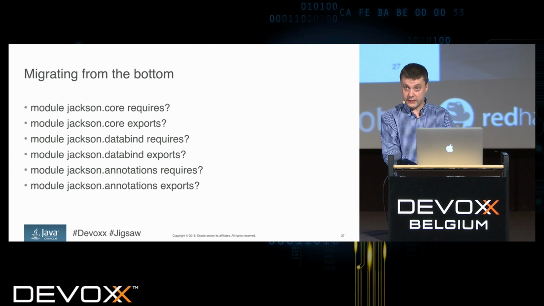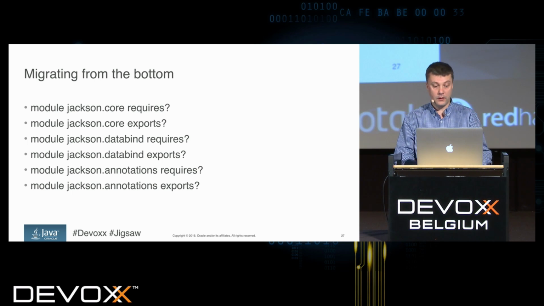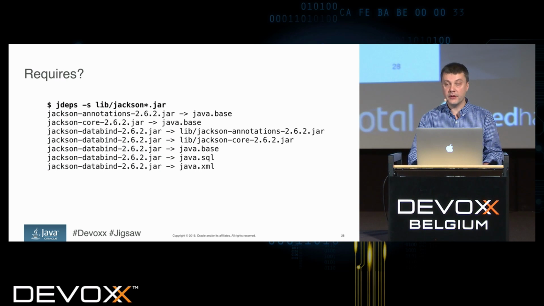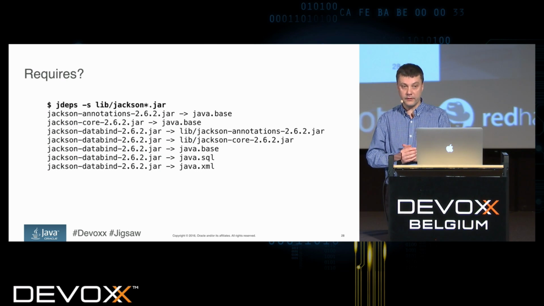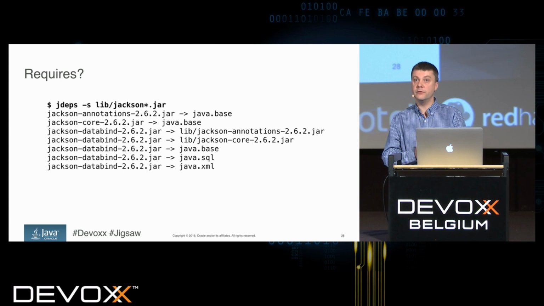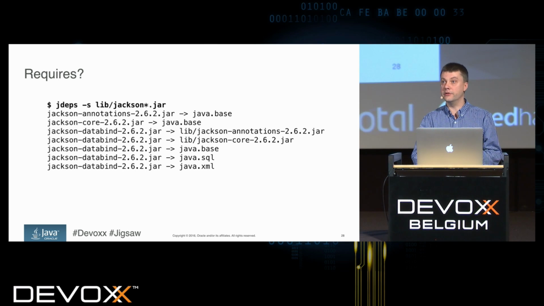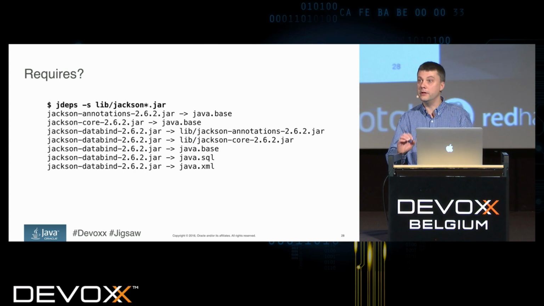Mark showed JDEPs doing a static analysis on myapp and mylib. We can do the same thing with the Jackson jar files by running JDEPs and get an idea what their dependencies are. So Mark mentioned that JDEPs is a very useful tool. It's in JDK 8 for doing static analysis and getting an idea of what the dependencies are on jar files. In JDK 9, it has a whole bunch of new options, and we'll be showing some of those as we work through it. The JDEPs -s option gives us a summary of the dependencies.